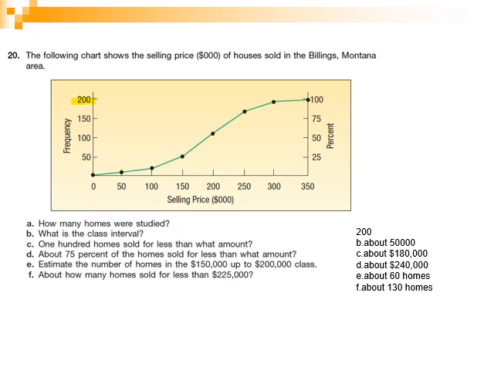Okay, so it's 50 up to 100, and take care that the selling price is in $1,000s. So this is 100 minus 50, equal to 50, and the selling price is in $1,000s, so it's about 50,000. Part C: 100 homes sold for less than what amount?